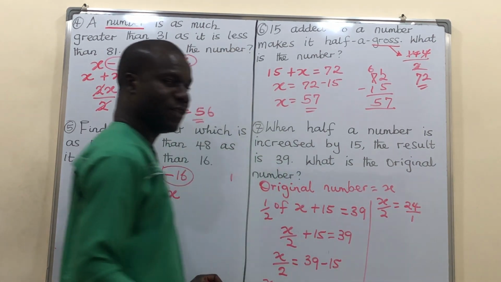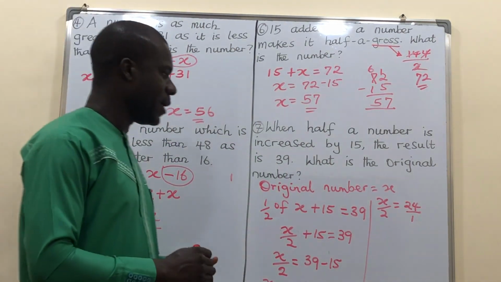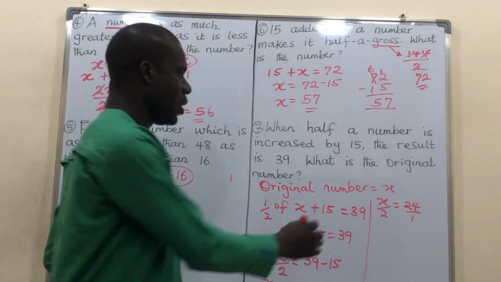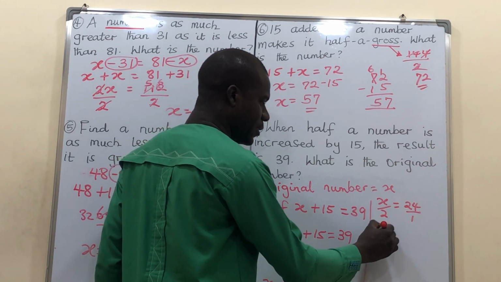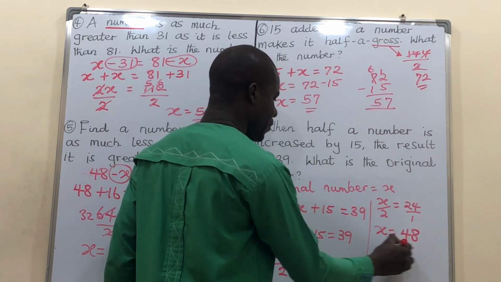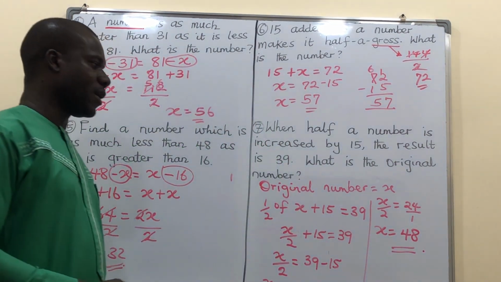All whole numbers have a denominator of 1. Now we'll cross multiply. Remember, whatever you multiply by 1 will give you back that same thing. So x times 1 will give me x, equals 2 times 24, which gives 48. So the original number is 48.